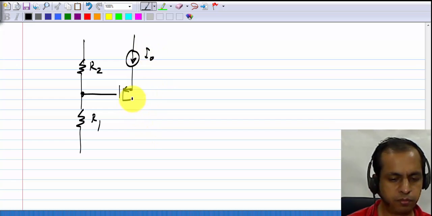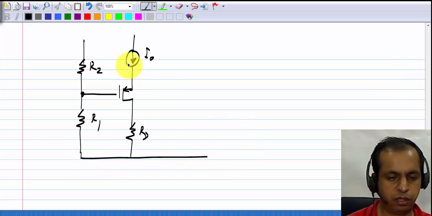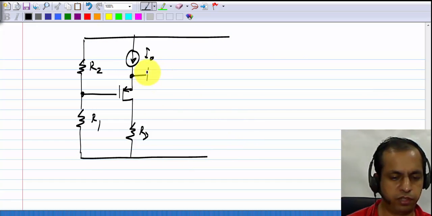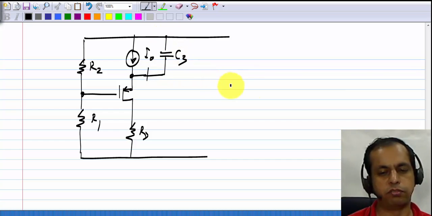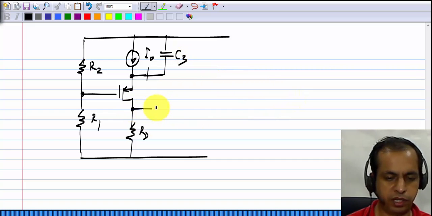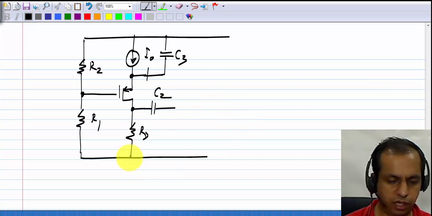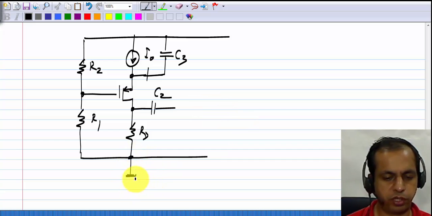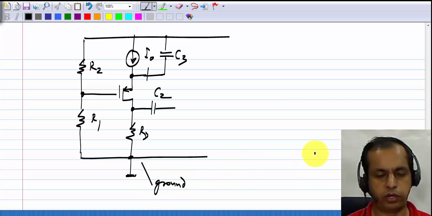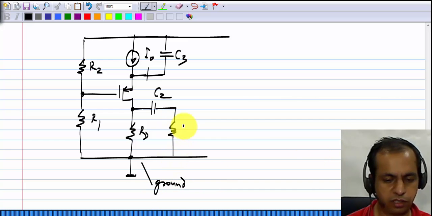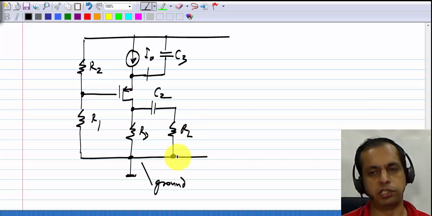That's I0. We have RD going to the bottom rail. The upper rail is this. And we have a capacitor C3 which shorts out this I0 for signal frequencies. And here we AC couple the load with C2. And now this is our common reference point. So this is the ground of the circuit. So I connect RL to whatever the ground is.